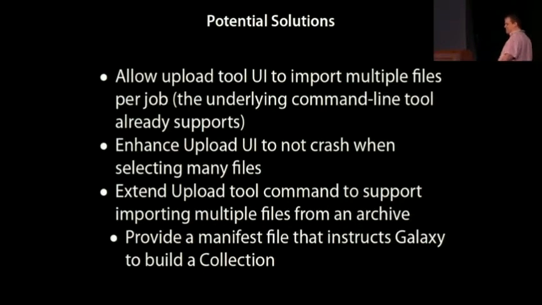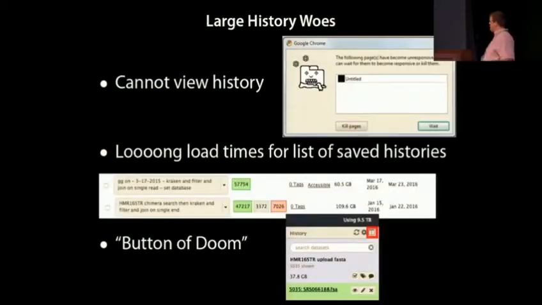2.5. So upload tools should be allowed to import multiple files per job. The underlying command line tool actually already supports it. Before the UI was revamped, that's actually what it did. So we need to enhance the UI to not crash. And another thing we should allow is importing an archive of files where we can provide a manifest or something else that will instruct Galaxy to automatically import that and create that collection.